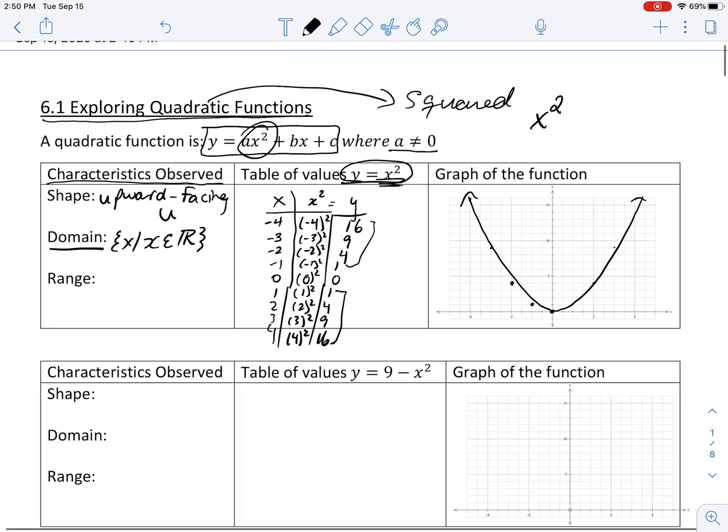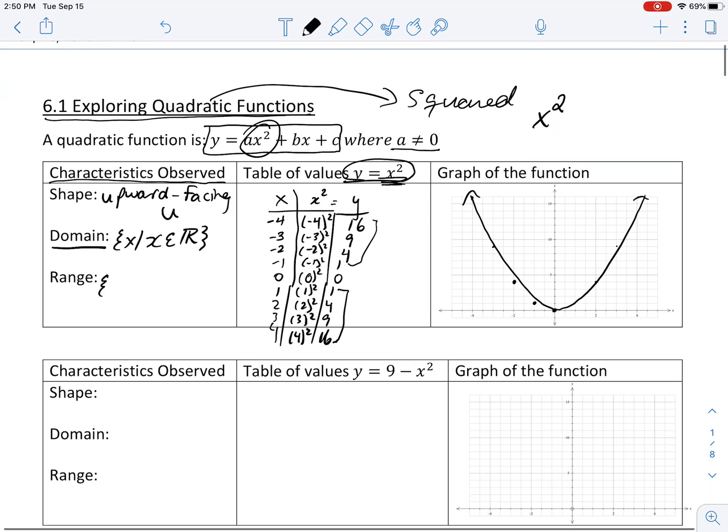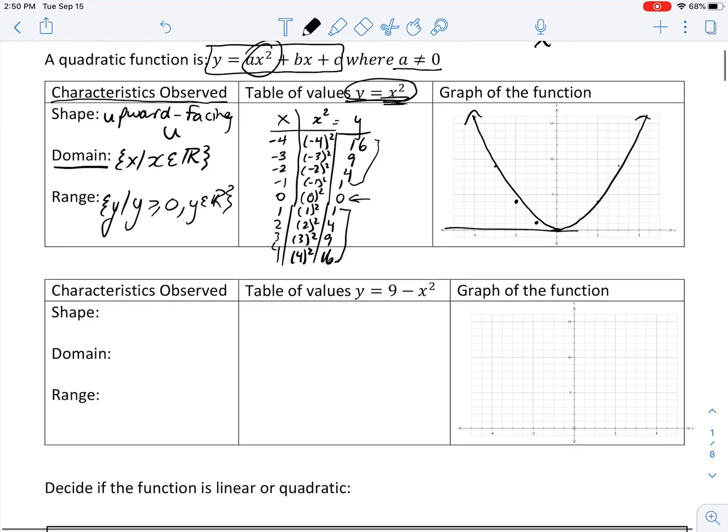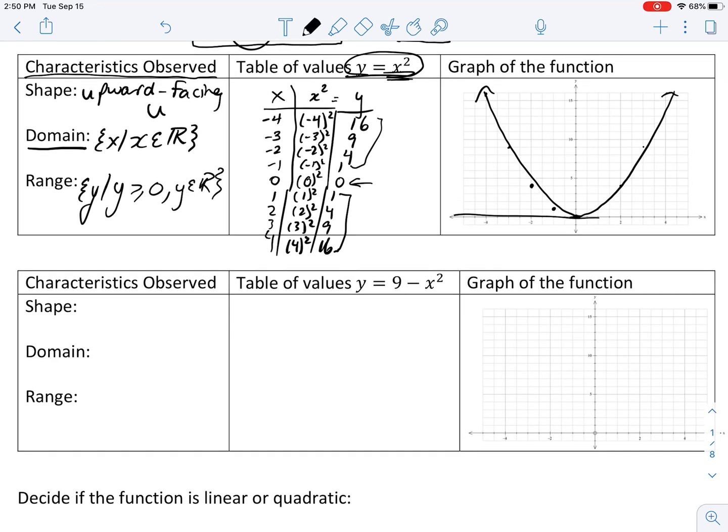All right, and the range are the values of y. And so the range is y is greater than 0, right? Our lowest point for y is 0. So y is greater than or equal to 0, and y is also an element of the real numbers. Okay, let's look at another one. So with this function, we've got y is 9 minus x squared.